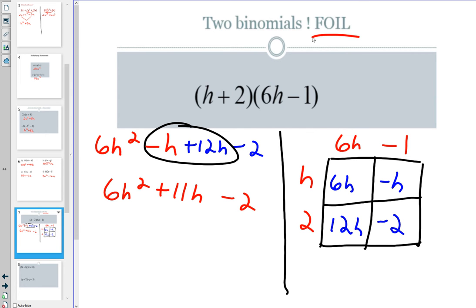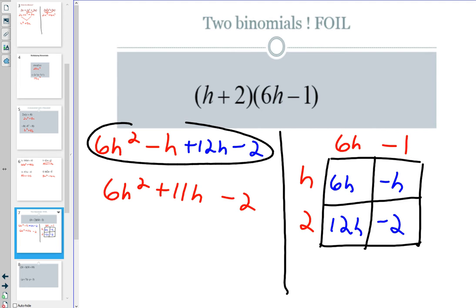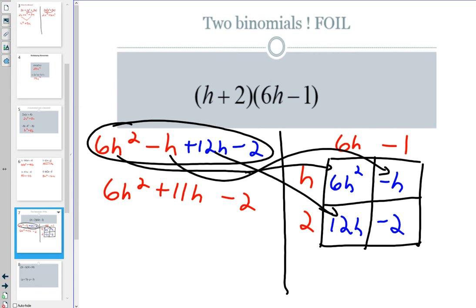And if you notice, the same 4 terms I ended up with here are in the box. 6h squared, negative h, 12h, negative 2, the same 4 terms. If you prefer it, be my guest.